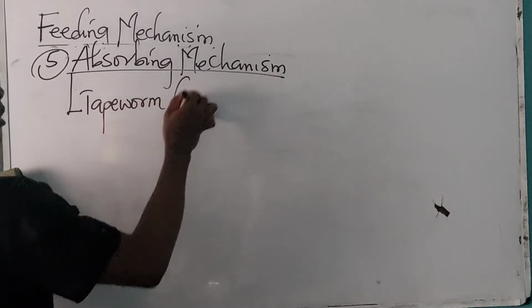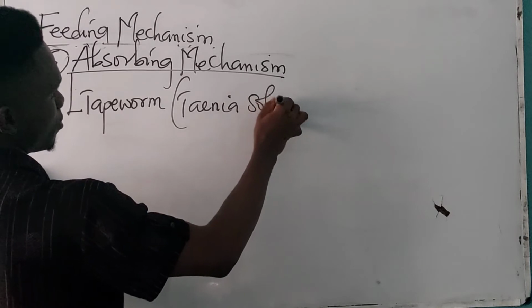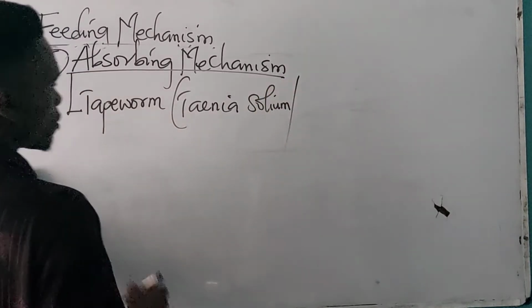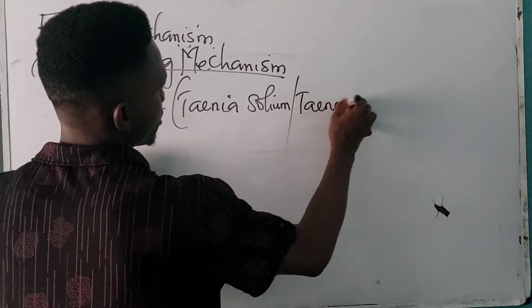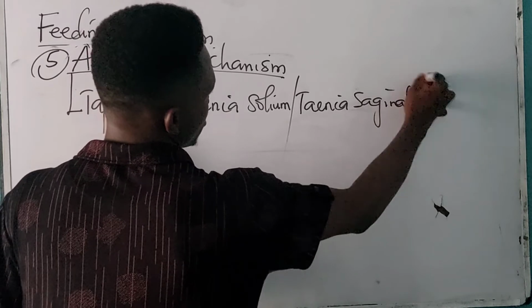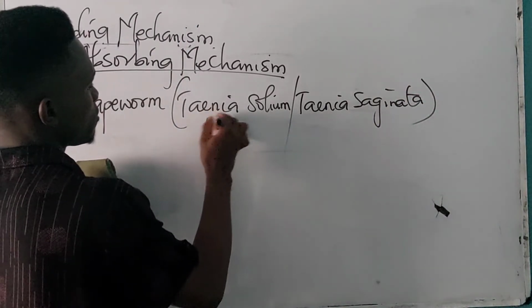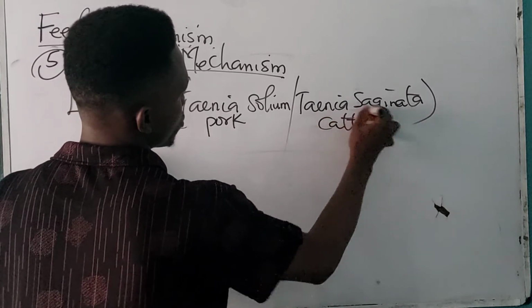The tapeworm, otherwise called Taenia solium. And of course, there are two species of tapeworm. You now have Taenia saginata. As I earlier said in my previous slide, Taenia solium is found in pork and Taenia saginata is found in cattle. All right.